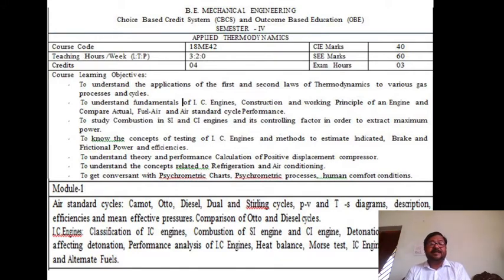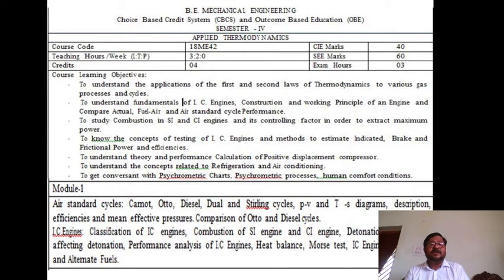is air standard cycle. In that air standard cycle, first one is the Carnot cycle, Otto cycle, diesel and dual, and Stirling cycles. In that, all the 4 processes, pressure versus volume diagram, temperature versus entropy diagram, description, efficiencies, and mean effective pressure of each cycle, and comparison of Otto and diesel cycle. Like this, the air standard cycle we are going to study in this module.